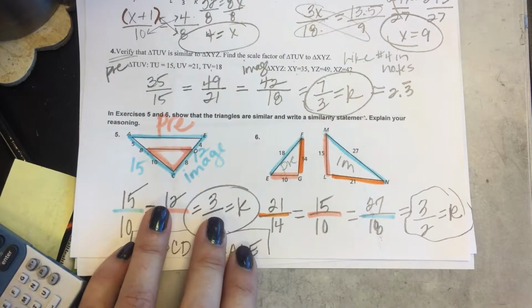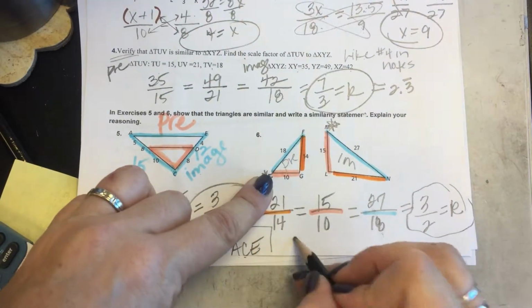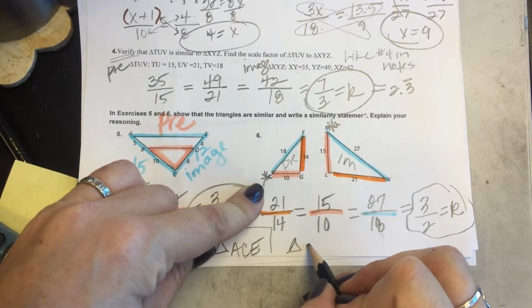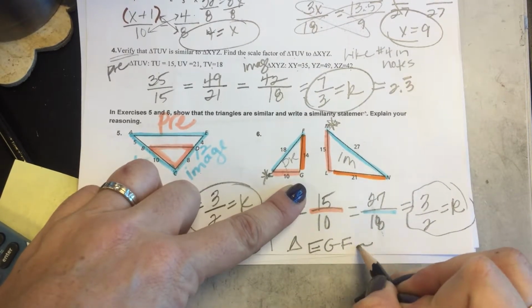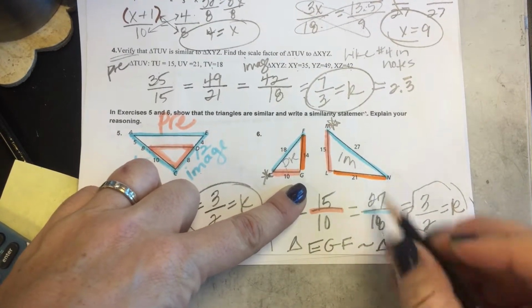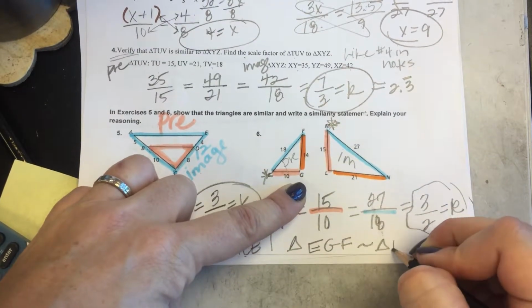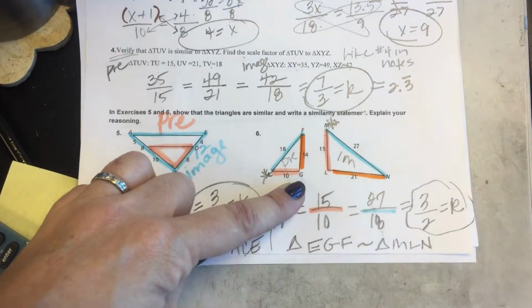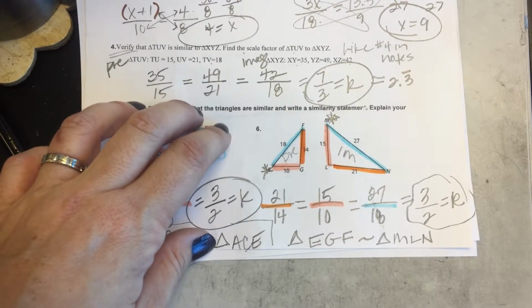Similarity statements then. I'm going to start in this corner between my peach and blue name. Triangle E, I'm going to go this way, GF is similar to triangle... So I went EGF, MLN. Our similarity statement on top of our scale factor showing they're the same.